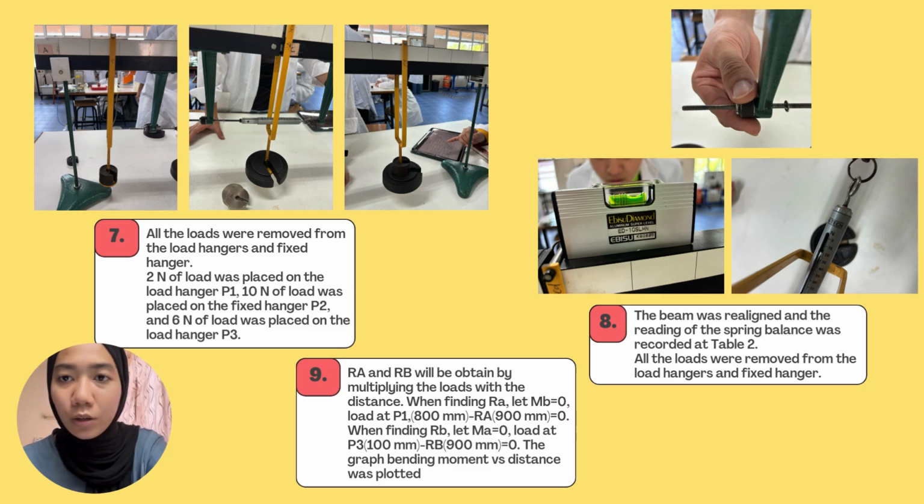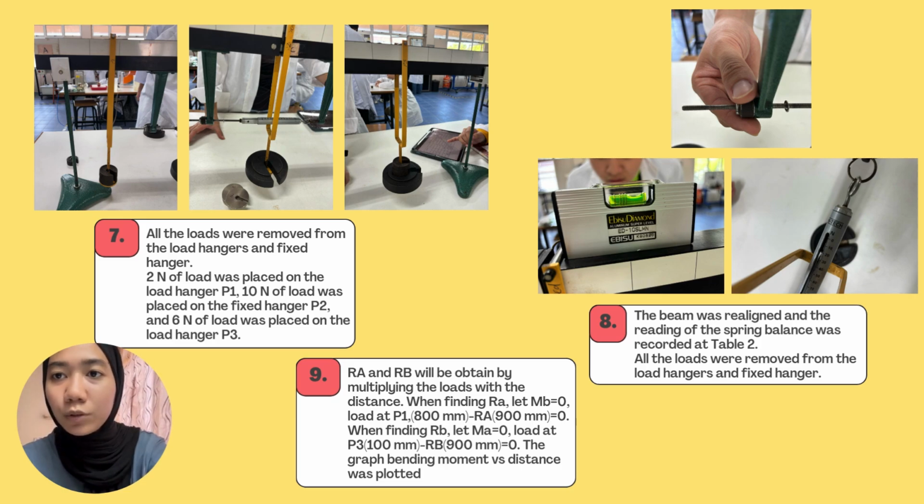Step 7. All loads were then removed again. This time, we applied 2 Newton on P1, 10 Newton on the fixed hanger P2, and 6 Newton on P3. These values were chosen to further explore how varying magnitudes and position of loads influence the beam. And then the beam was realigned for the last time and the spring balance reading was recorded. After this, all loads were removed from the system to prepare for data analysis.